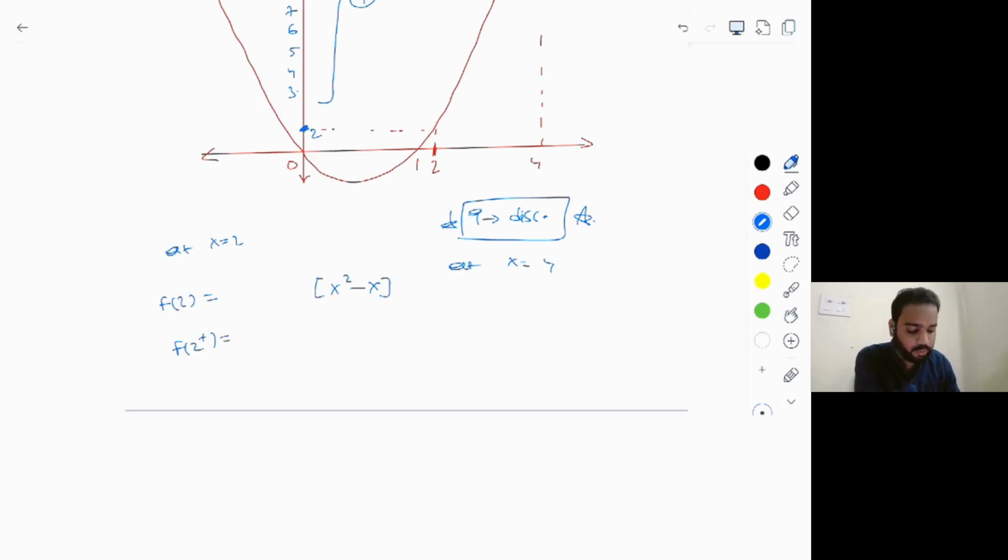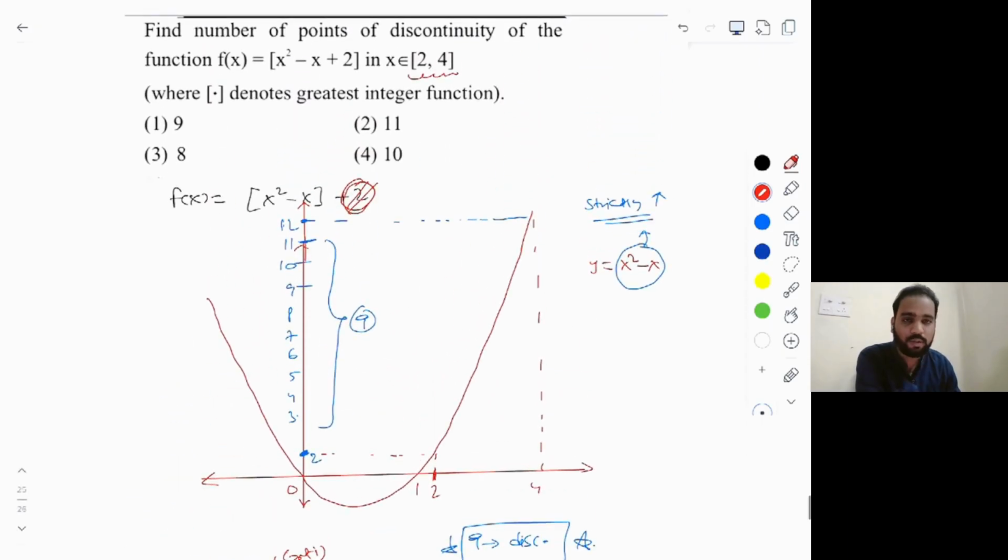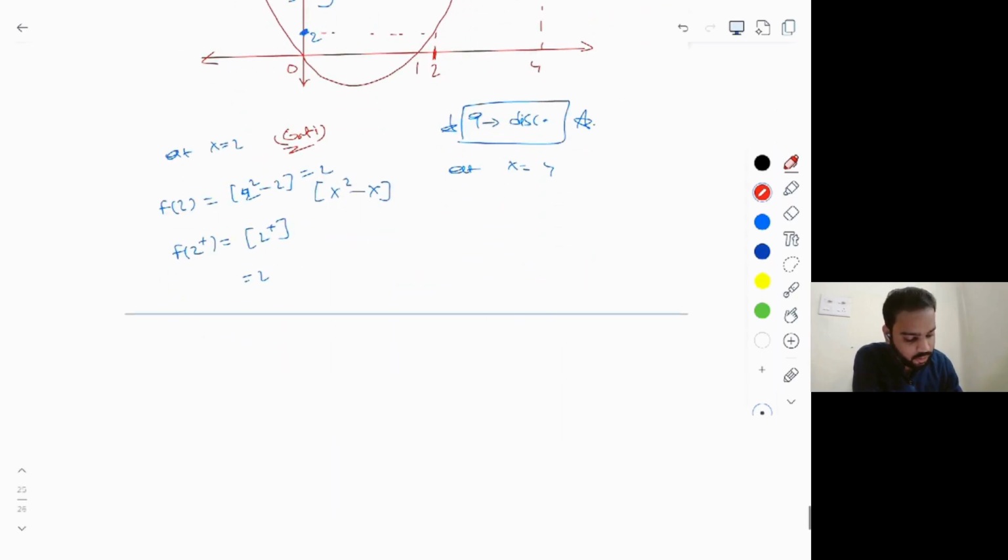So if you take f of x as step of x square minus x here, what is f of 2 value? Which is clearly step of 2 square minus 2, which is equal to 2. And what about 2 plus here? Even if you put 2 plus, you're going to get step of 2 plus value, which is again equal to 2. So at x equals 2, the function is clearly continuous. Okay. And then similarly, since x equals 4 is the right extreme of the domain, right? Which means you have to check for only left continuity there. That is, I will have to verify only the values of f of 4 and f of 4 minus here.